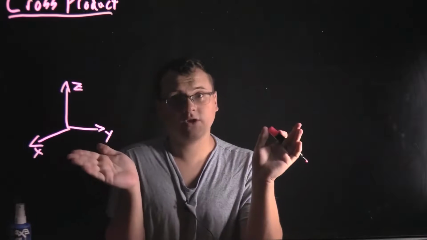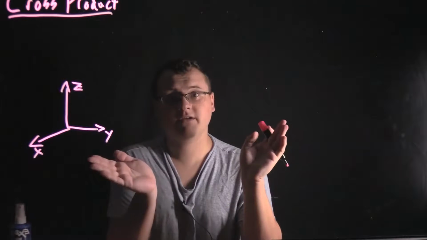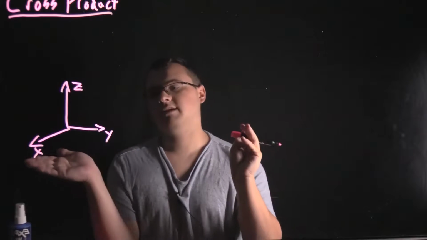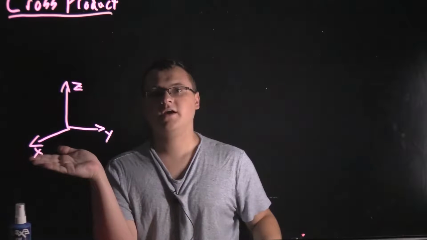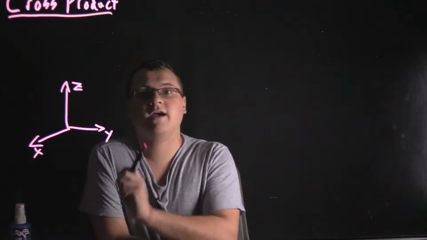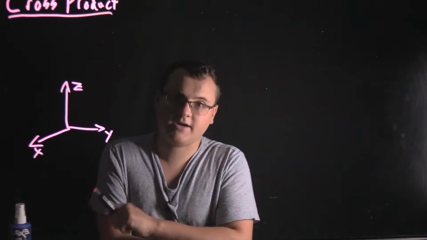So before we get into how to do cross product, we need to figure out what is cross product. Well, very simply put, the cross product of two vectors is a third vector that is perpendicular to both vectors.